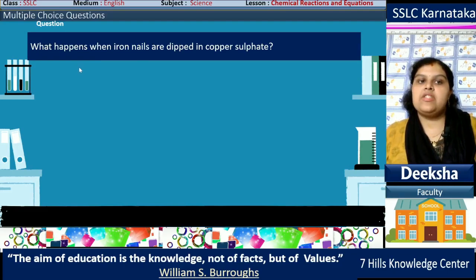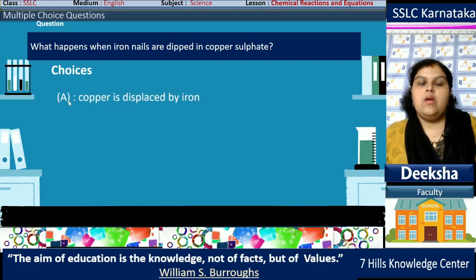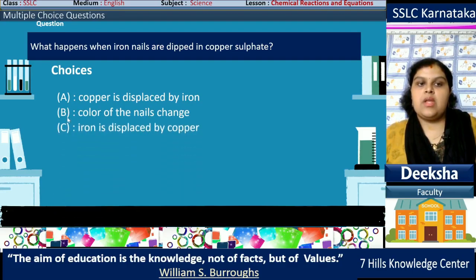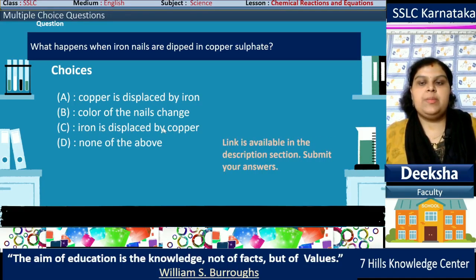Next, what happens when iron nails are dipped in copper sulfate solution? Copper is displaced by iron. Color of the nails change. Iron is displaced by copper. None of the above.